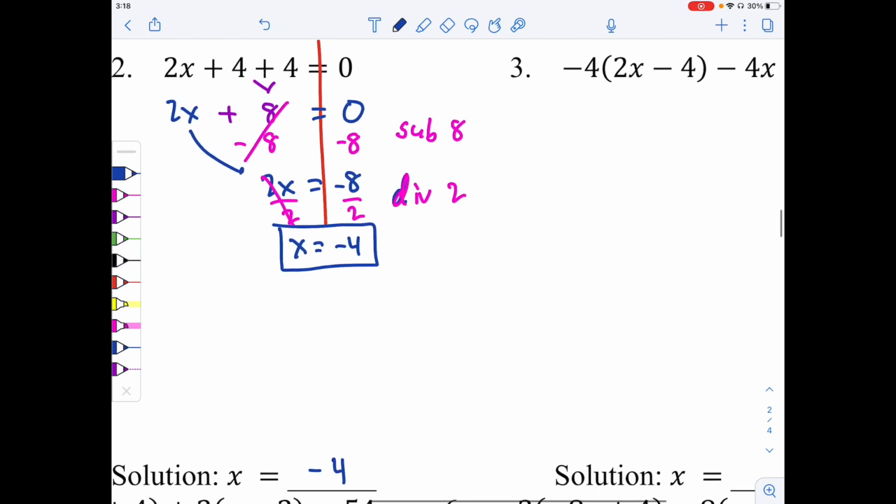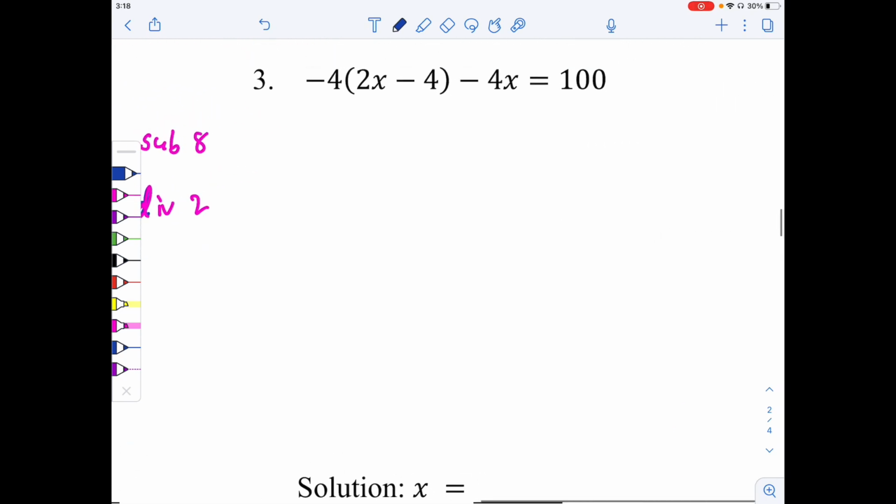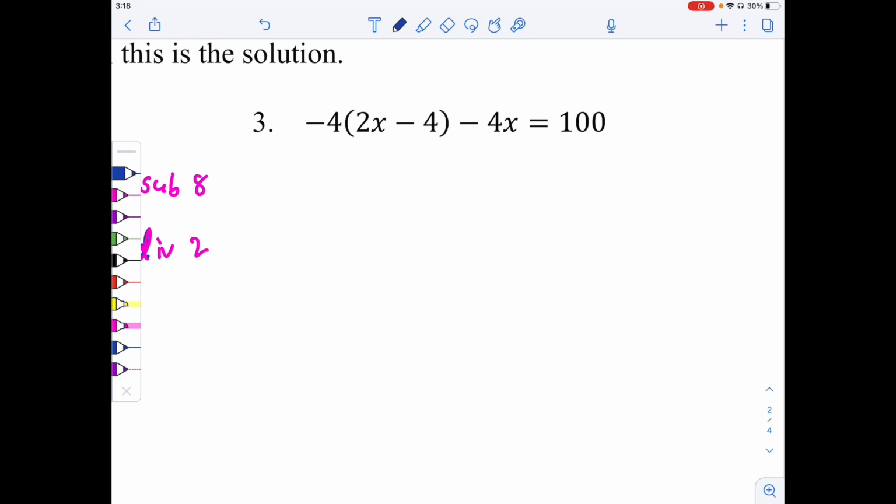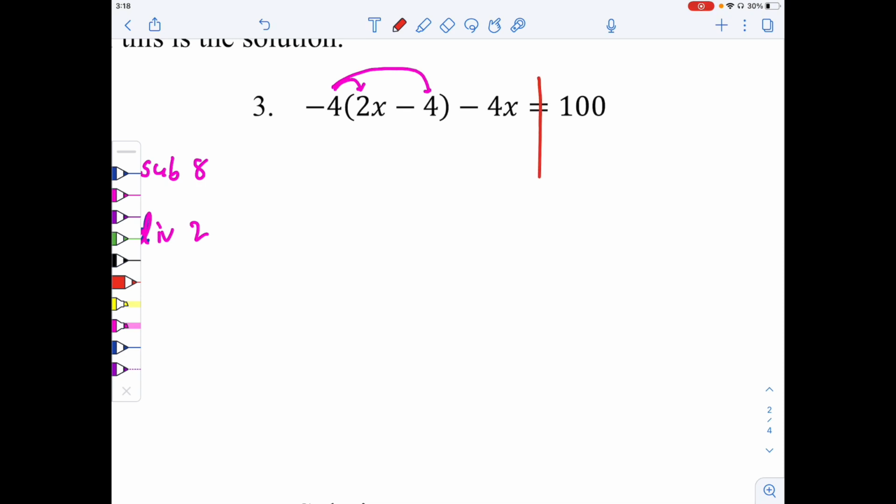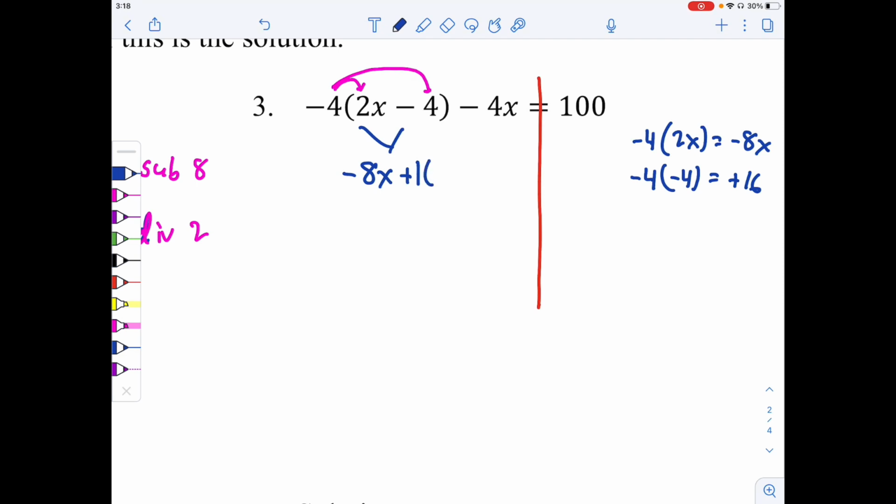Okay, number 3. Now we have a parentheses. We're just going to distribute first. Right, so first we need to distribute that -4 to our parentheses so we can free x. Yeah, we can write that on the side. -4, 2x, -4, -4. So -4 times 2, -8 with the x. -4 times -4, positive 16. So this becomes -8x plus 16.